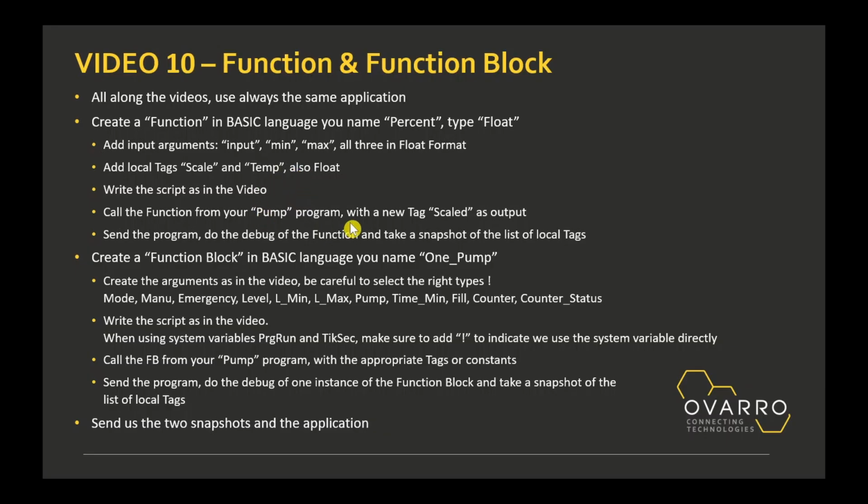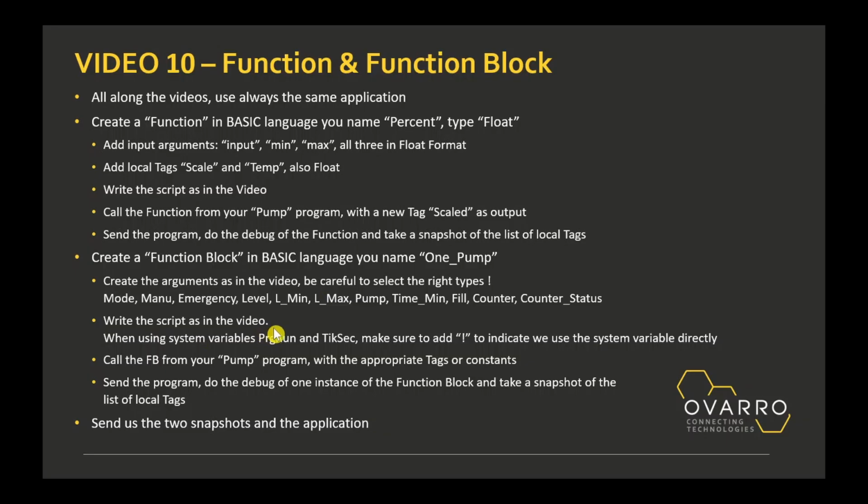You call the function from your pump program, which is a ladder program, with a new tag scaled as output. You send the program and do the debug as you have seen in the video, and take a snapshot of the list of local tags of the function. Then you create the function block, also in BASIC, and name it onepump. You create the arguments as in the video. Be careful to select the right type, local, input, output, and bool or float or whatever.